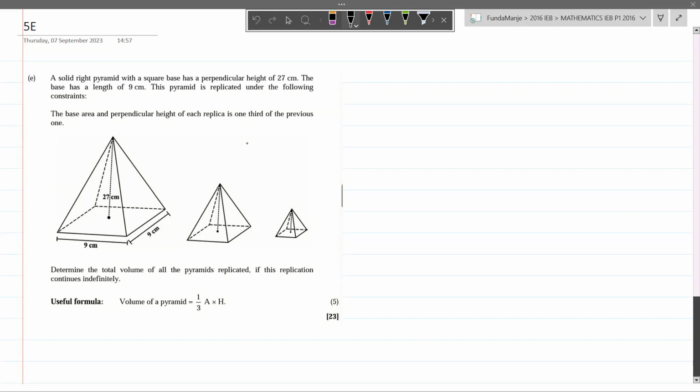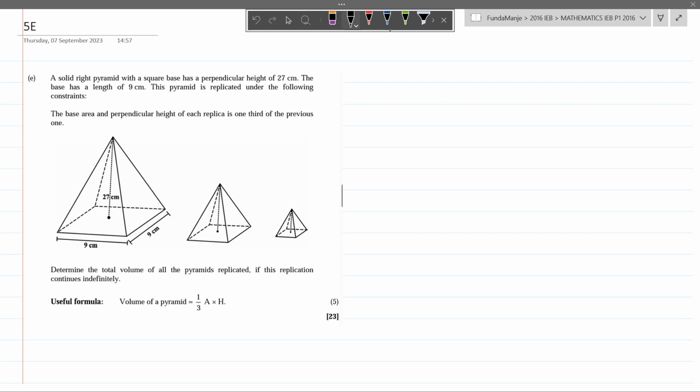A solid right pyramid with a square base has a perpendicular height of 27 centimeters. The base has a length of 9 centimeters. The pyramid is replicated under the following constraints. The base area and perpendicular height of each replica is 1/3 of the previous one. Determine the total volume of all the pyramids replicated if this replication continues indefinitely.